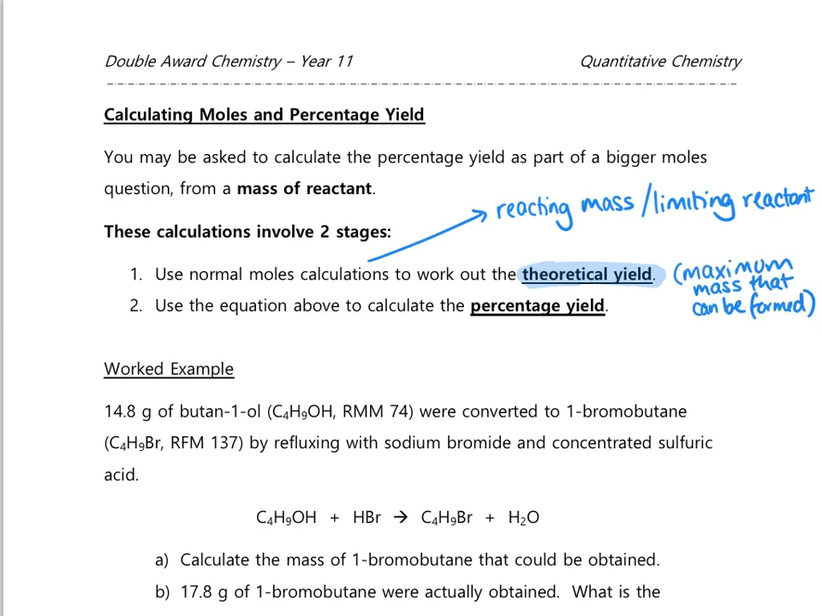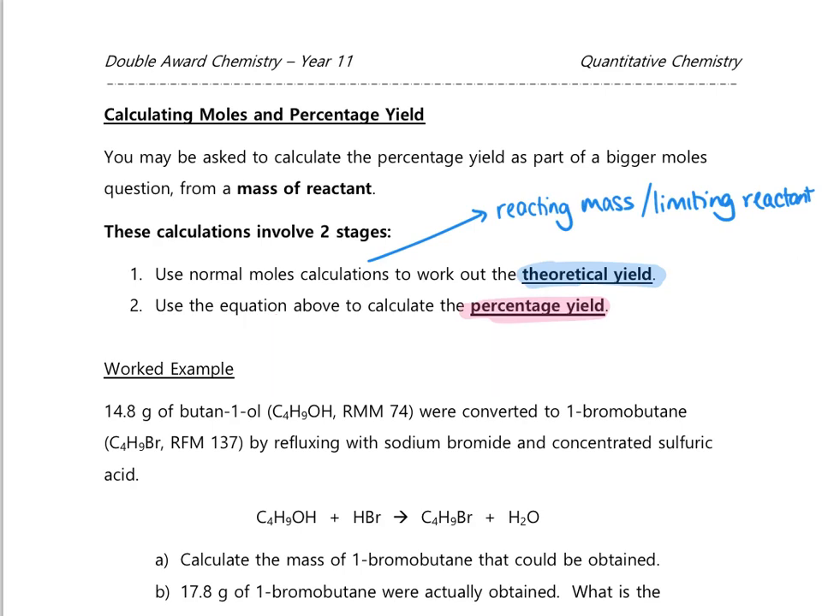And then in the second part of the question, you will be given a value for actual yield. And from that, you can calculate your percentage yield. So it's a 2-part question using your normal moles to work out the theoretical yield, and use the equation for percentage yield to then calculate that percentage yield. And for that, you will be given a value of the actual yield, because you can't know that from your calculations. You will be told, say for example 10 grams were actually obtained, what is the percentage yield? So that second part of the question is just the simple use of the equation. So I'm going to take you through one example and then let you try a few yourself.